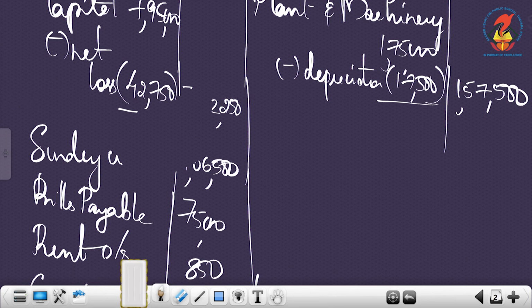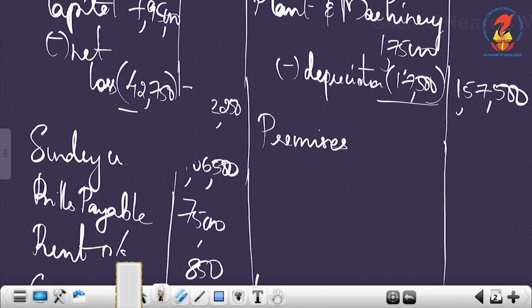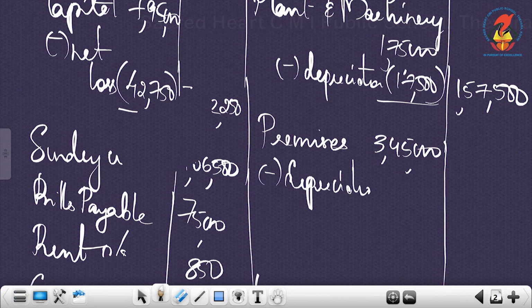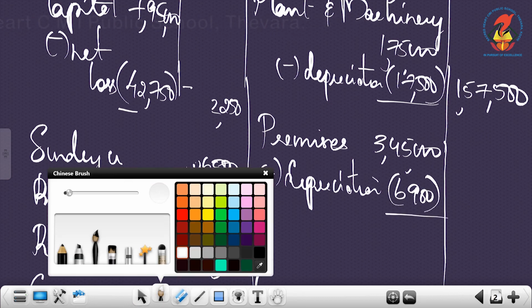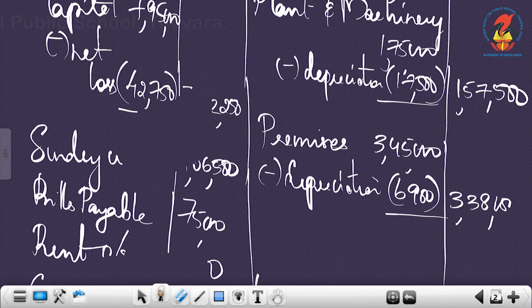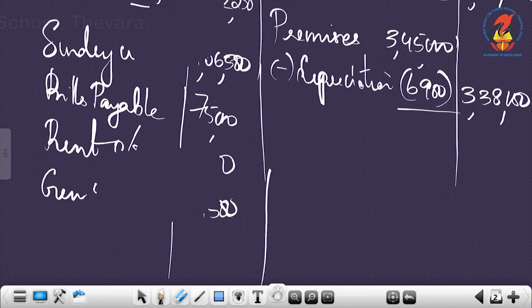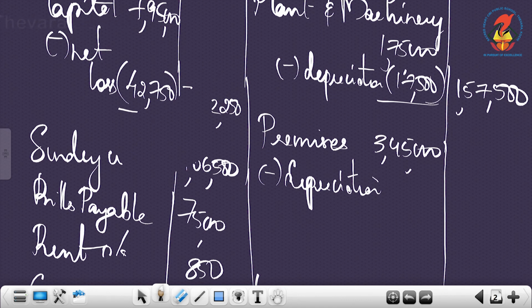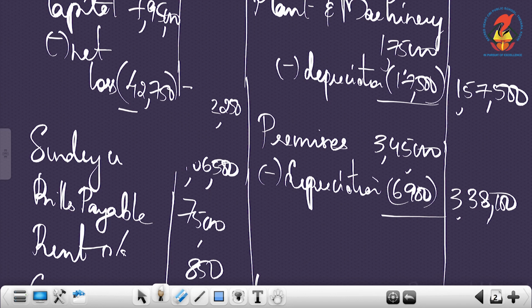The next one is premises. That is again a fixed asset because buildings and its surroundings. So it's having an adjustment. So that also we will write in the inner column. Less depreciation 6,900. It's 3,38,100. Yes. So here it is 6,900. 3,38,100. The figures got deleted.